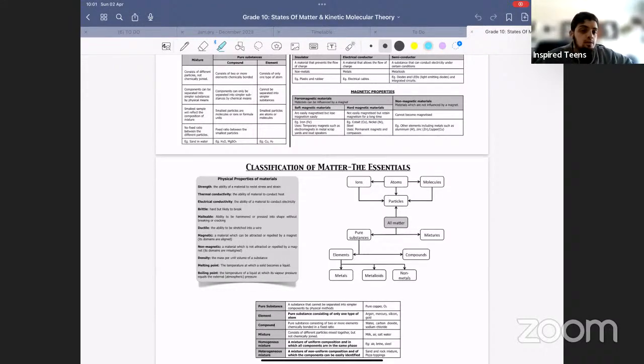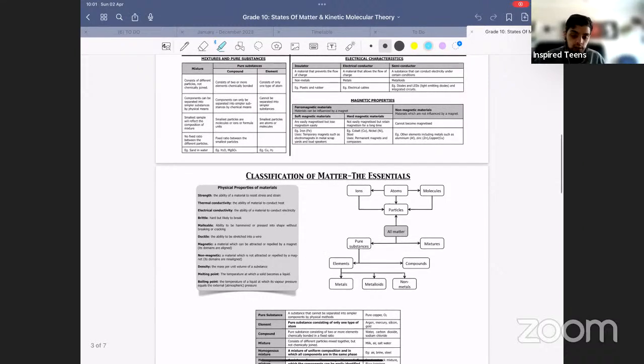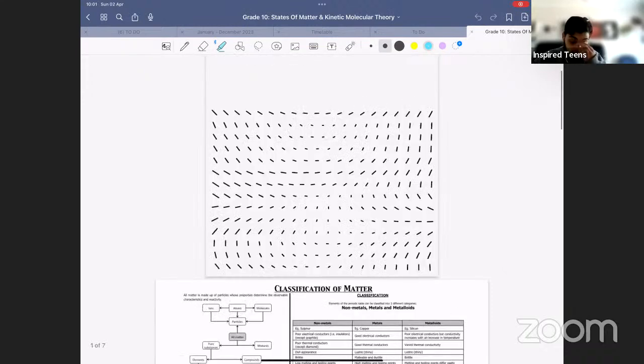So in today's lesson, we're actually going to be doing some chemistry. We're going to be covering the topic of states of matter and kinetic molecular theory.